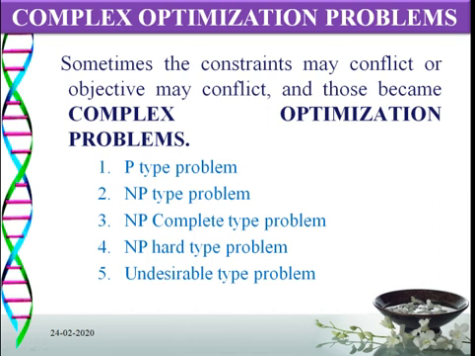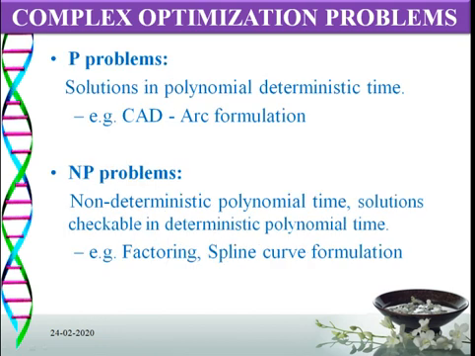Now we are going to the optimization problem. There are 5 types of optimization problems. One is P type, NP type, NP complete type, NP hard type, undecidable type. So let us take the P-type problem. It is a polynomial deterministic time problem. In AutoCAD, if you want to draw an arc, or in computer graphics, if you want to draw an arc on the computer screen, then it is called a polynomial problem.